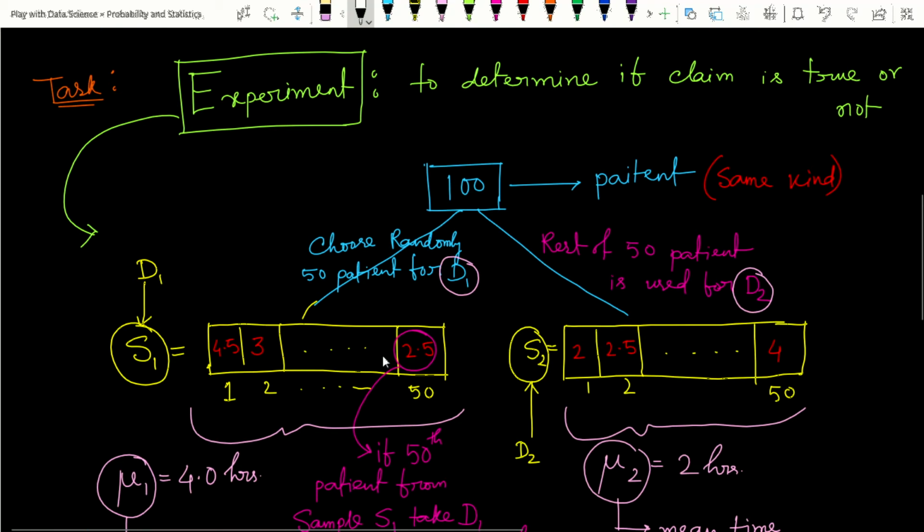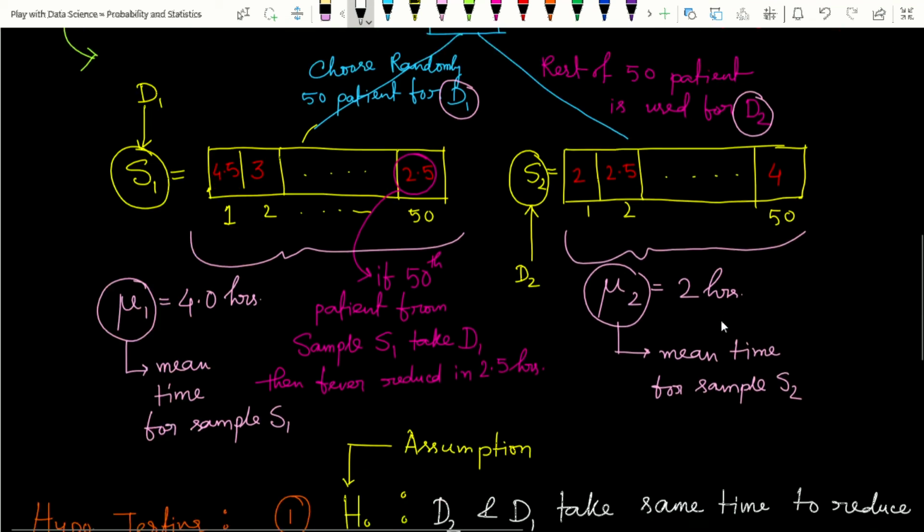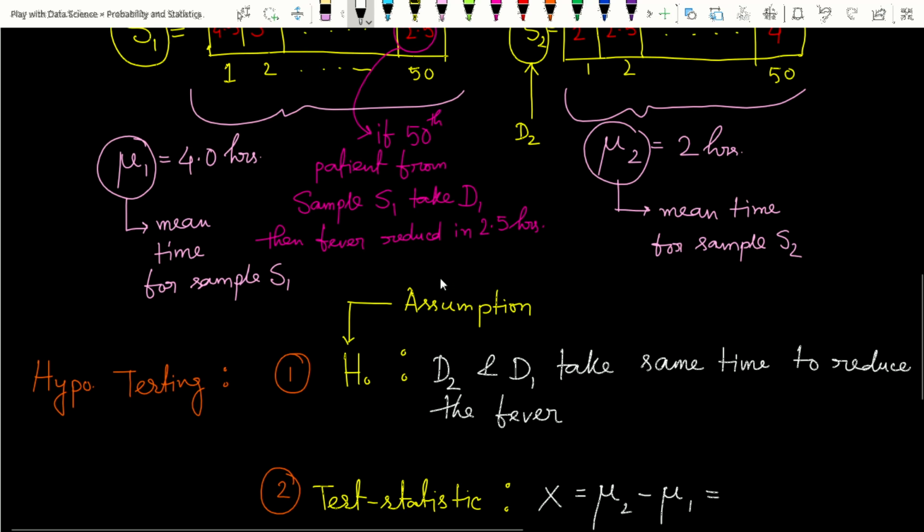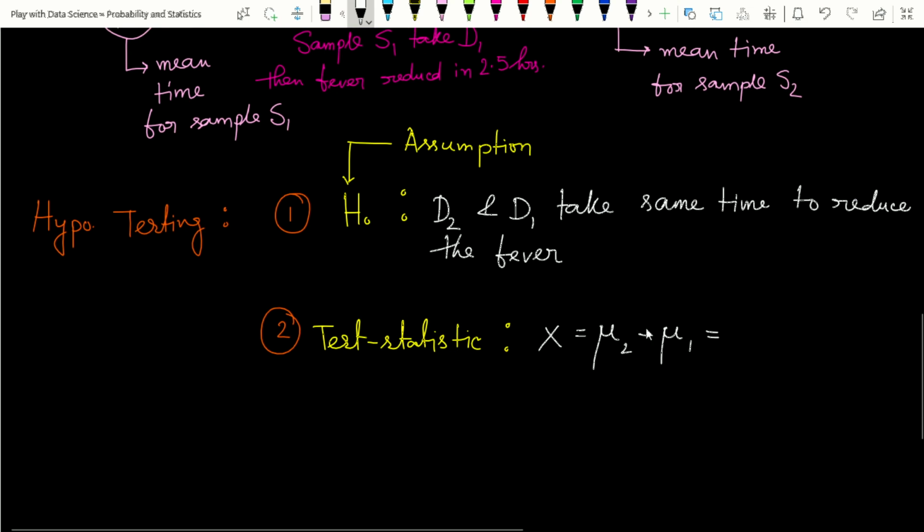This is the observed mean for drug 1 and this is the observed mean for drug 2. And here, how much is mu2? Mu2 is 2 hours. Mu1 is 4 hours. Suppose, for ease of calculation, let's take mu1 minus mu2, because mu1 is greater and I want to make it positive. If you are interested, you can take mu2 minus mu1. According to that, we have to build this kind of calculation.